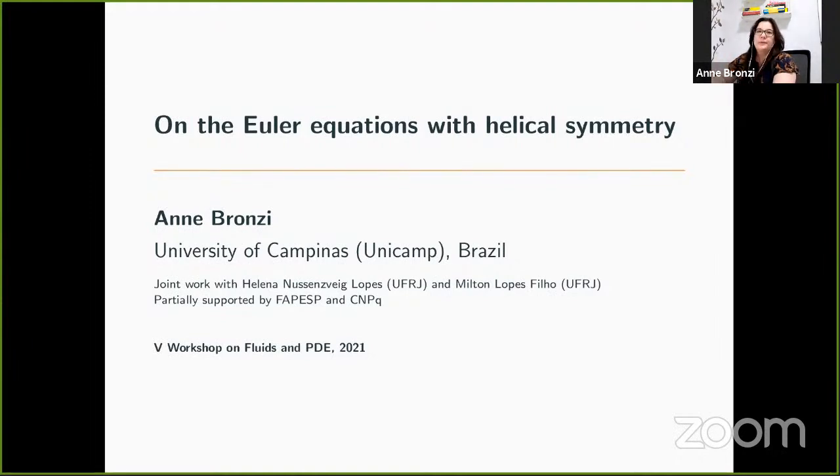So today I'm going to talk about the Euler equations with helical symmetry. This is joint work with Helena Nussenzveig Lopes and Milton Lopes Filho. Actually, I'm going to talk about an old result and new developments on these helical flows.